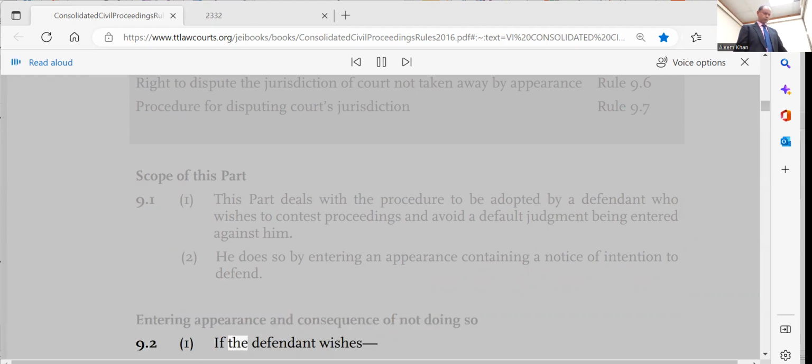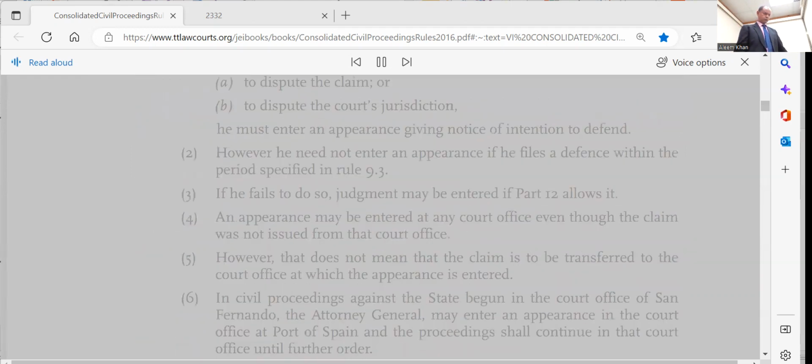9.2 1. If the defendant wishes (a) to dispute the claim, or (b) to dispute the court's jurisdiction, he must enter an appearance giving notice of intention to defend. 2. However, he need not enter an appearance if he files a defense within the period specified in Rule 9.3. 3. If he fails to do so, judgment may be entered if Part 12 allows it.